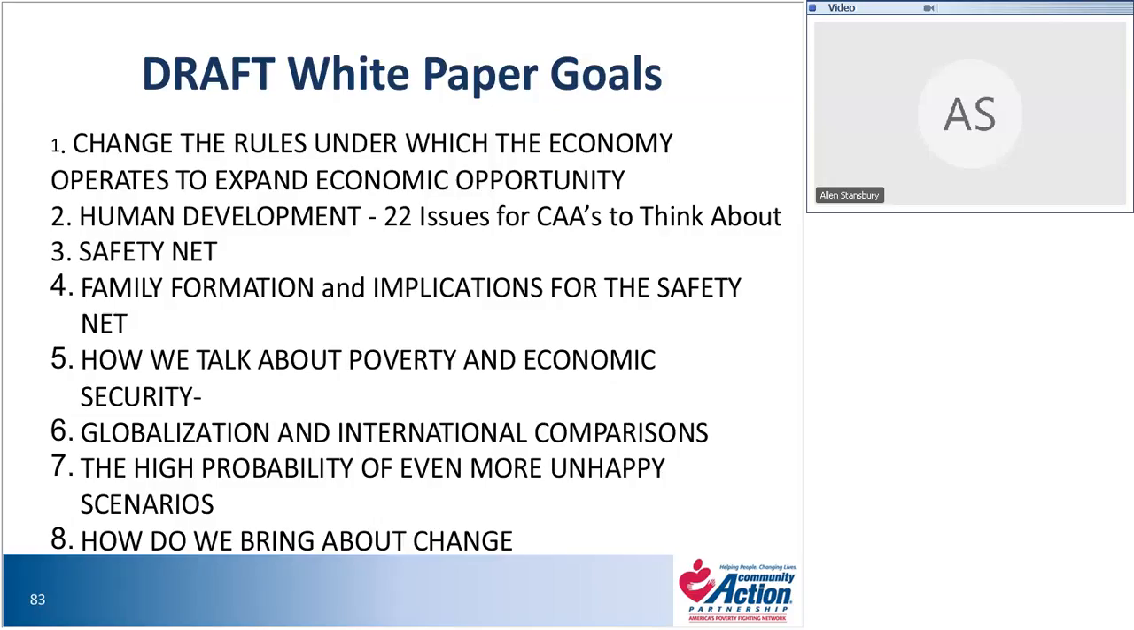Then we look at the high probability of even more unhappy scenarios. We are at the front edge of job loss due to automation. When you think about gas station attendants and bank tellers, you're seeing automation now happening in self-checkout at the grocery stores. Within a few years, you're going to walk into a fast food place and start punching buttons on a kiosk rather than having a fast food worker take your order. So automation alone is going to eat millions of more jobs in the very near future.